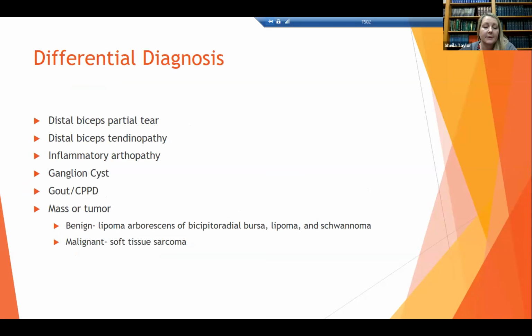So at this point, you start to think about your differential diagnosis. Given the chronicity of her symptoms, I thought about a partial biceps tear, biceps tendinopathy, inflammatory arthropathy, ganglion cyst, gout, and a mass or tumor, just given the swelling and the location and the palpable fullness that she had there.